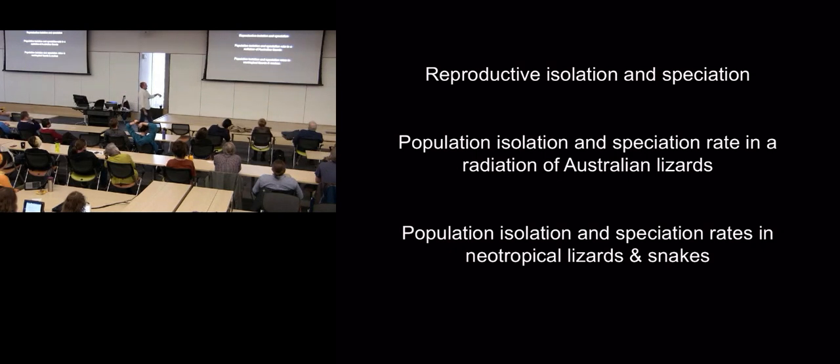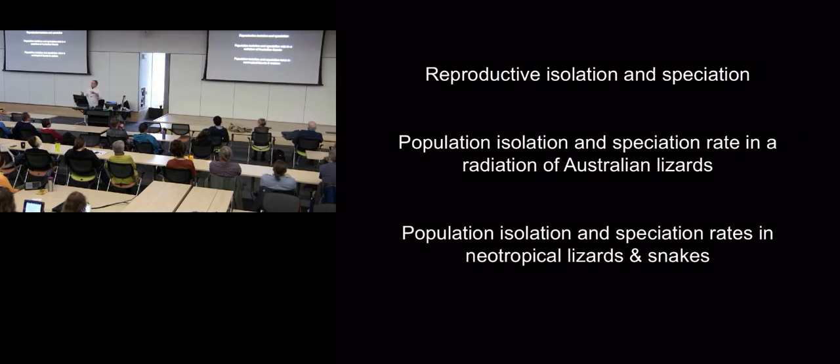So with that background aside, I'm going to tell you three stories today that bear on how we've been testing aspects of these controls on speciation itself. In the first part, I'll review some older work we did a few years ago looking at the relationship between reproductive isolation and speciation and talk about how we can test these general kinds of ideas. Then I'll talk about some more recent work on population isolation and speciation rate in a radiation of Australian lizards. And then I'll talk about some still preliminary work on a more general view of population isolation and speciation rates using neotropical lizards and snakes as a model system.